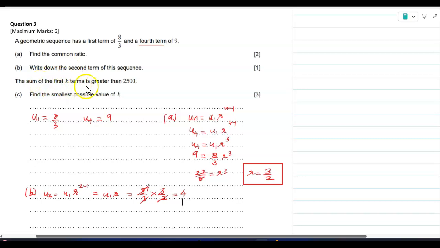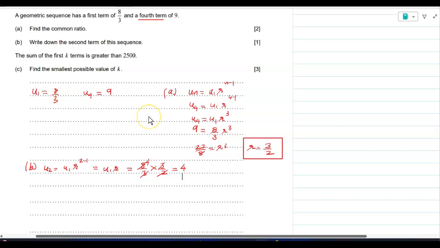The sum of the first k terms is greater than 2,500. Find the smallest possible value of k. What is the sum of n terms formula? Is it in your formula booklet? Sn = u1(r^n - 1)/(r - 1).